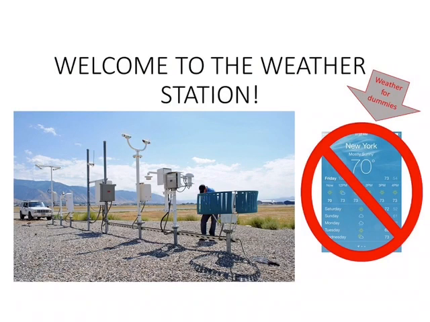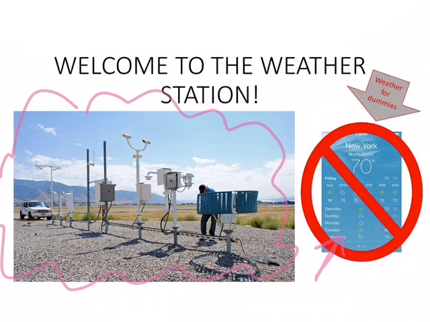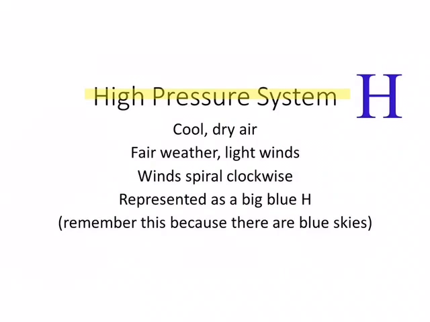Alright, so when you check the weather, you probably look at something like this, but scientists are looking at something like this. So they have all these different tools so that they can bring you this information. This is weather for dummies, and now you are smarties, so we're going to be talking about what scientists use to make these predictions. Alright, last time we talked about high and low pressure systems.